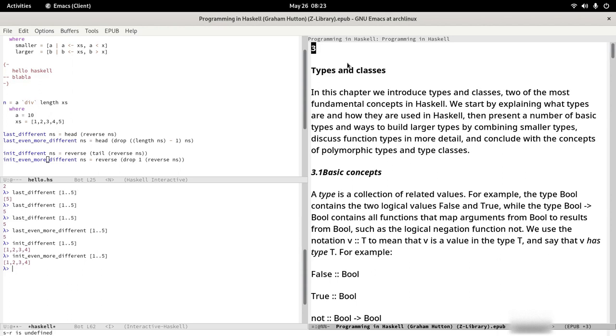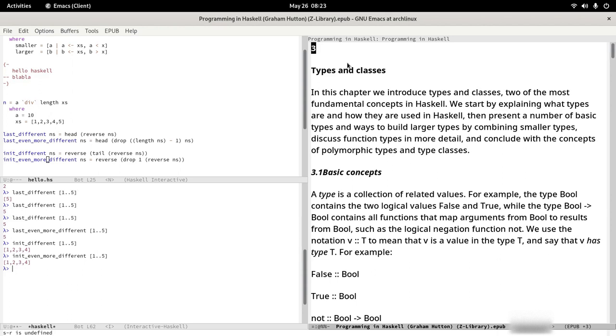3.1 Basic Concepts. A type is a collection of related values. For example, the type Bool contains the two logical values False and True, while the type Bool -> Bool contains all functions that map arguments from Bool to results from Bool, such as the logical negation function not.